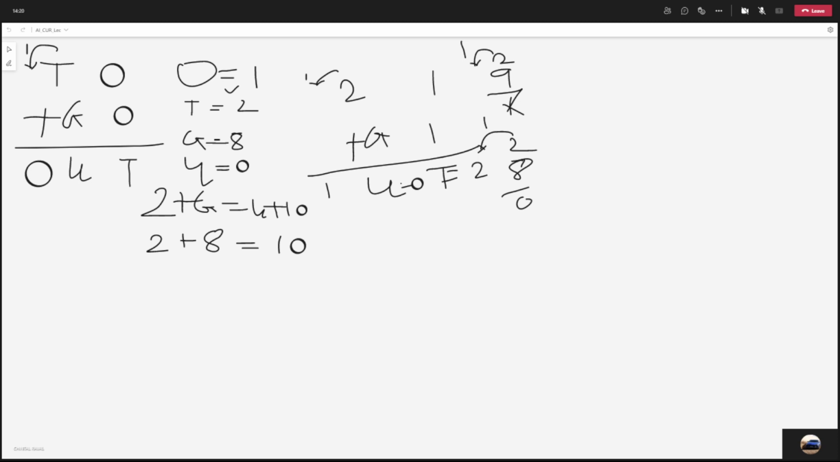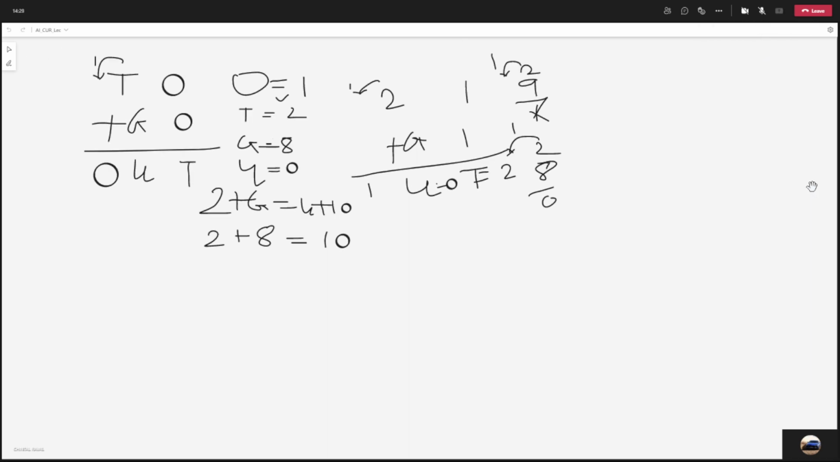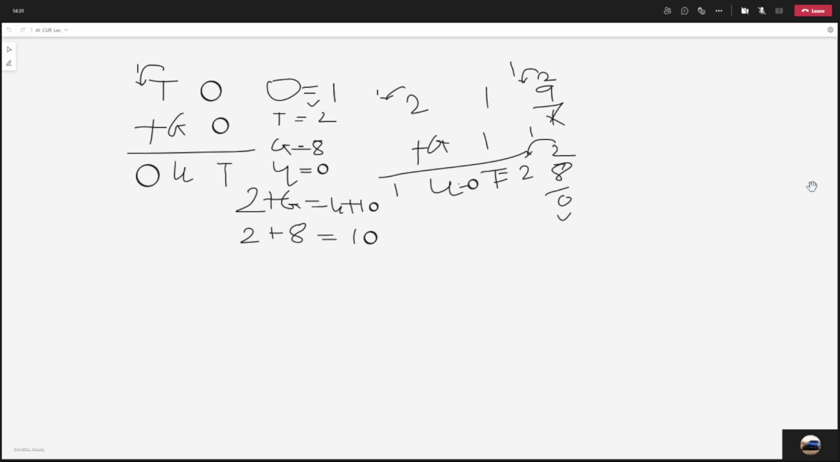So 2 plus 8 is equal to 10, so we have the constraint satisfied. So the value of U we get is 0. A carryover of 1 is also generated, and this value of U is equal to 0 and G is equal to 8, which is not conflicting with any other value of any other alphabet. That is why now we have all the values. O is equal to 1, P is equal to 2, G is equal to 8 and U is equal to 0. So this is what will be asked to you in the exam.